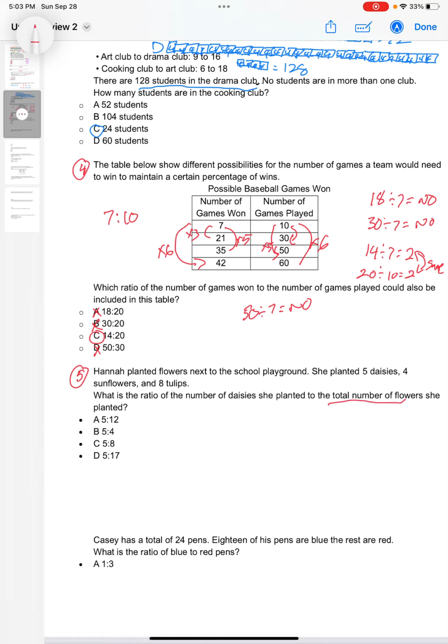So total number of flowers. Well, 5 daisies plus 4 sunflowers plus 8 tulips. Well, that's 9 plus 8 is 17. Daisies is 5, so it's 5 to 17. And since only one answer choice had the total number of flowers of 17, it had to be that answer choice.